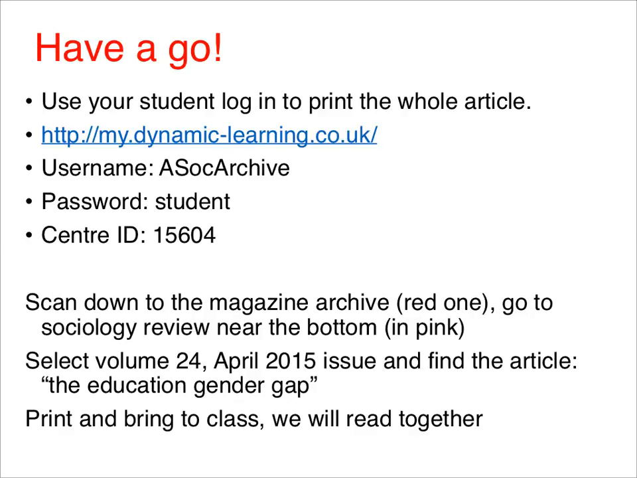If that doesn't come up, a simpler way to do it is you need to scan down to the magazine archive, which is at the bottom of that first log on page. It's a red one. And then you scan down again on that next page, of the magazine page. When you get into the magazine archive, you should see some other subjects, but they'll be grey, apart from maybe law and psychology, which should be pink. And once you click on sociology, which is at the very bottom, you select volume 24, then April 2015, the issue, and then find the article, The Education Gender Gap.